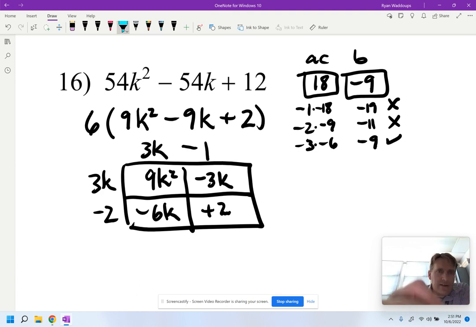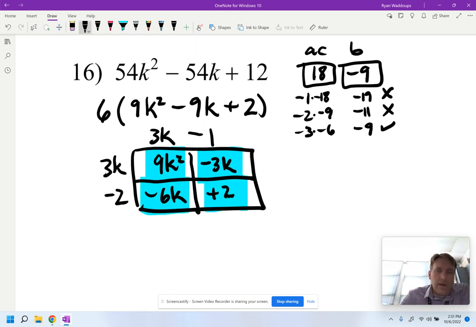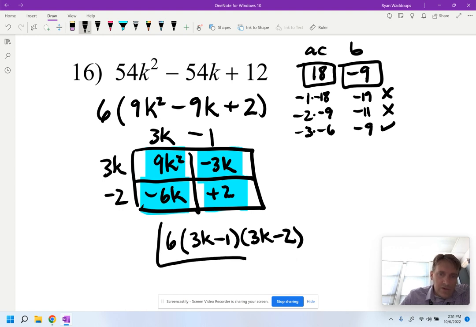And then just double check. 3k times 3k is 9k squared. Yes. 3k times negative 1, negative 3k. 3k times negative 2, negative 6k. And negative 2 times a negative 1 is a positive 2. So those are our factors. And then we can write, remembering that 6, we're going to put that 6 out here first so we remember it. 6 times 3k minus 1 times 3k minus 2. And those are our final factors.